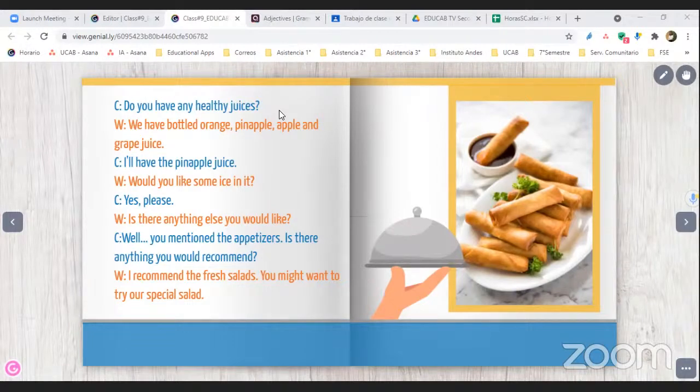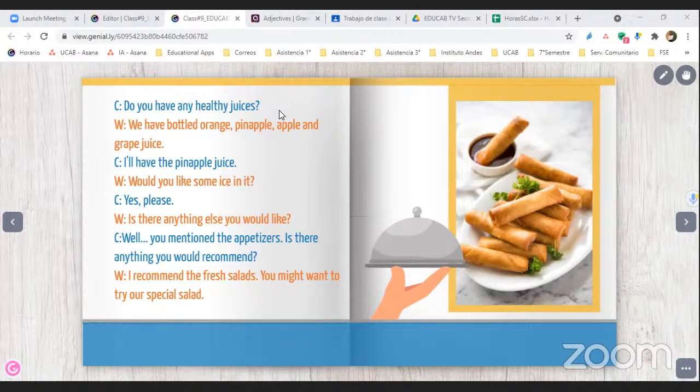Do you have any healthy juices? We have bottled orange, pineapple, apple, and grape juice. I'll have the pineapple juice. Would you like some ice in it? Yes, please. Is there anything else you would like?